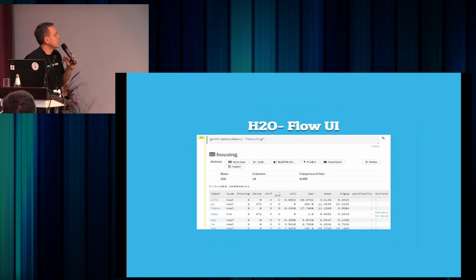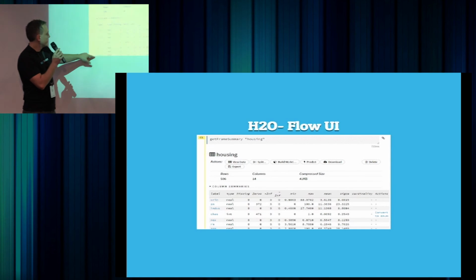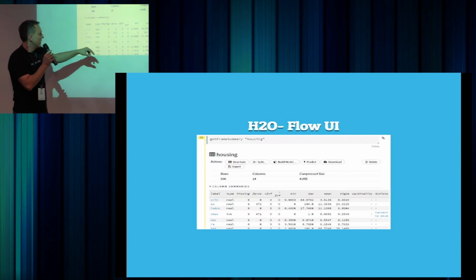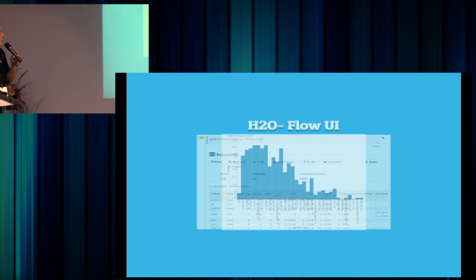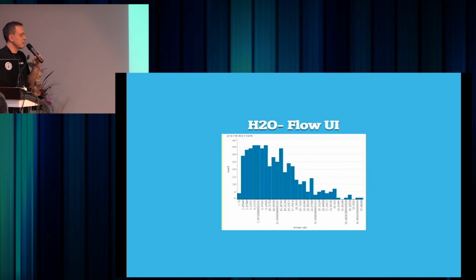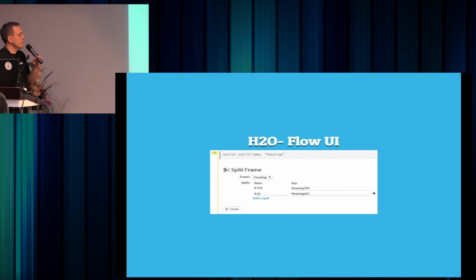This is an example. There's just one instruction to get the frame summary for housing, for example, and you get summary statistics for all the columns: minimum, maximum, mean, and so on. It automatically displays histograms of the columns. You can split frames very easily.